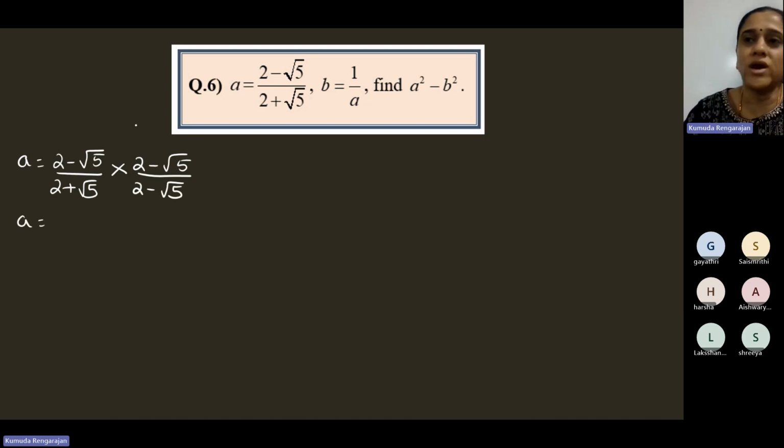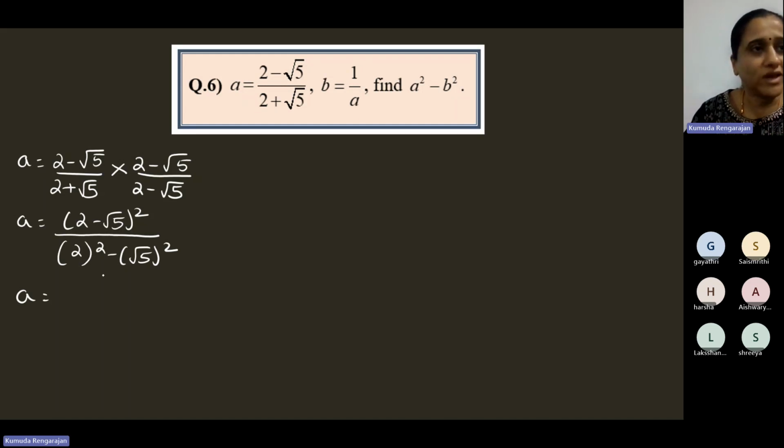Now what do you have in the numerator? 2 minus root 5 into 2 minus root 5, like A minus B into A minus B. So it's A minus B the whole square. So 2 minus root 5 the whole square, divided by the denominator in the form A plus B into A minus B, A squared minus B squared, because 2 plus root 5 into 2 minus root 5 is A plus B into A minus B, which is A squared minus B squared.